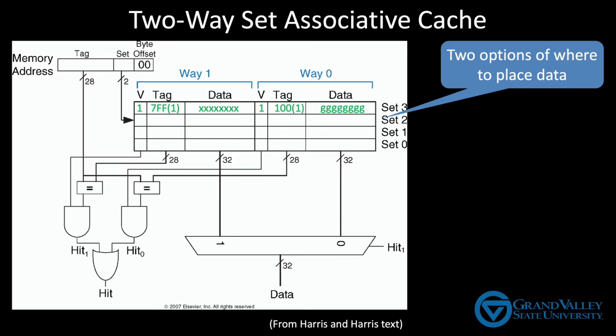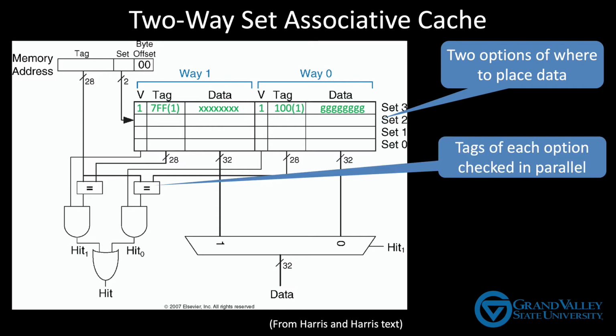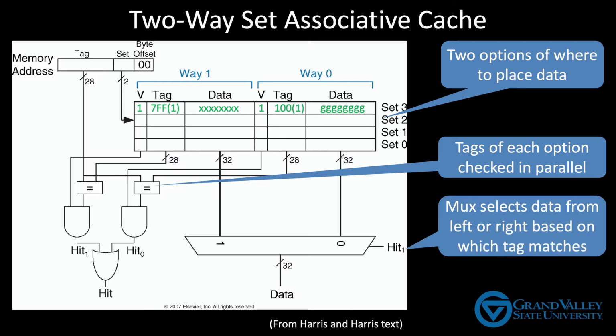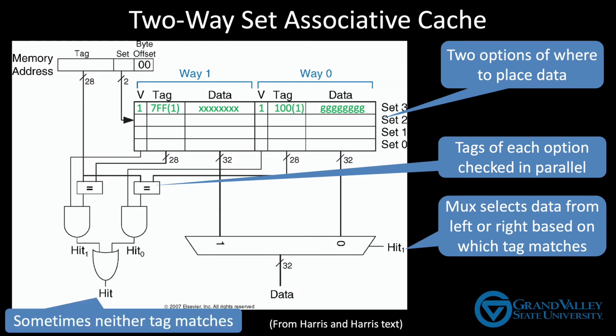So this flexibility is helpful, but now when we go to access the cache, we need to figure out which side of the cache the data we're looking for is on. We do this by comparing both tags in parallel, and then using a mux to select the data from the column where the tag matched. Notice, of course, that it's possible that none of the tags match, in which case we have a cache miss.